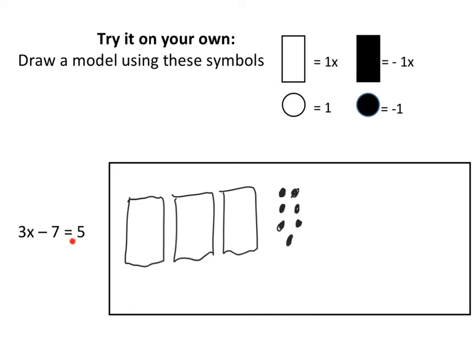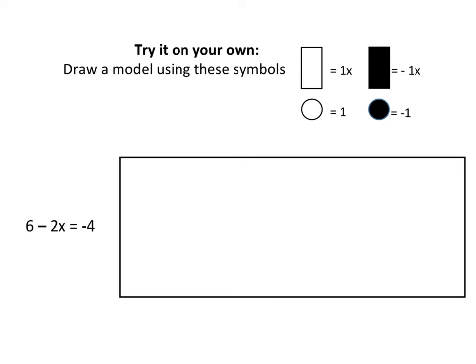Now we have our equal sign that we need to fill into our equation. And then we have a positive 5. So we go up to our key and figure out what a positive number represents. And that is a non-filled in circle. That's positive 1. So we need 5 non-filled in circles over here to represent 5. And that is how we model our equations.